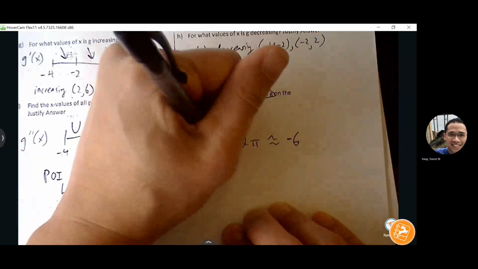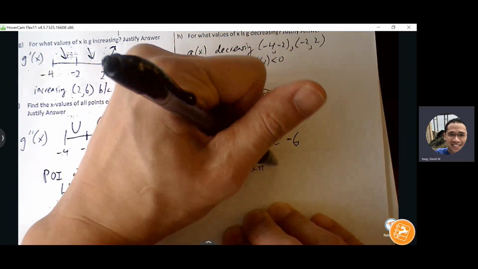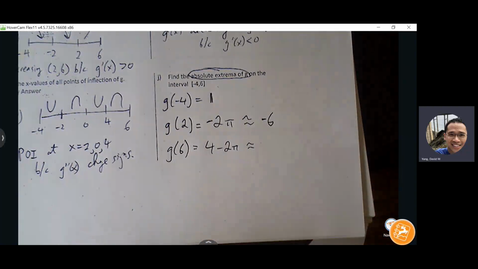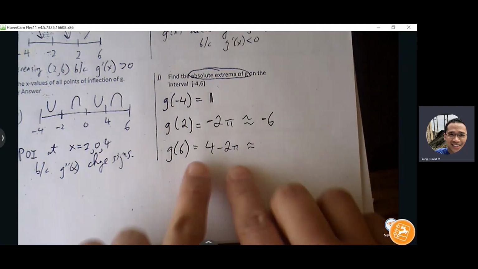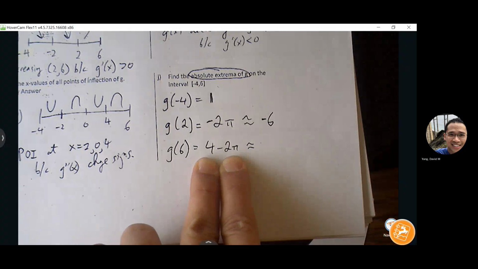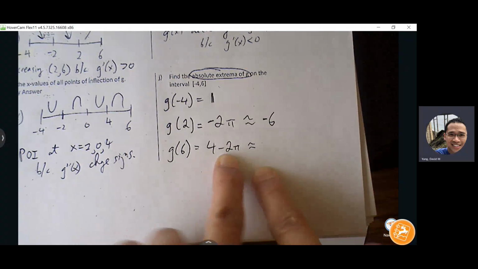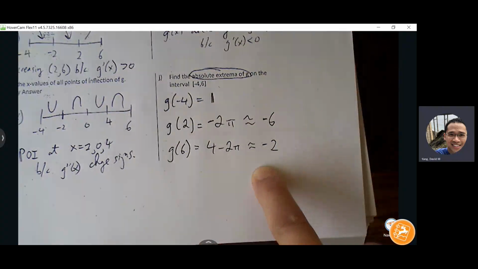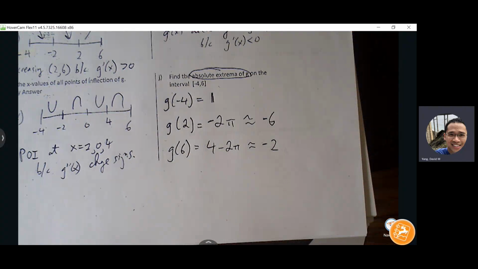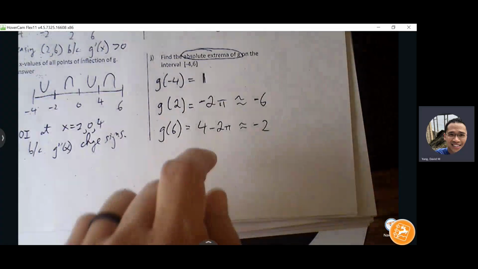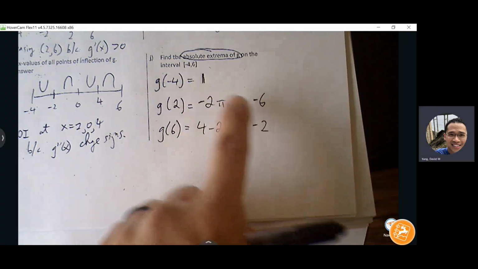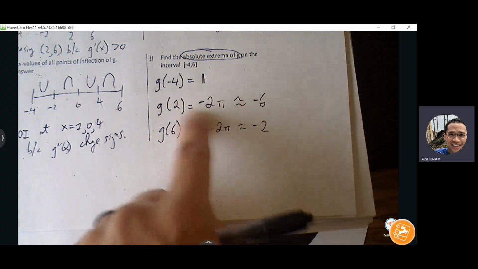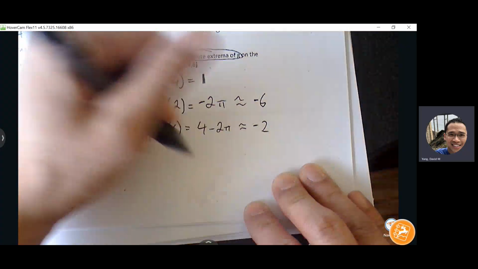Okay, so 4 minus 2 pi. Let's do a ballpark value. I know you have the calculator, but I just want to practice it without a calculator. This is around what? 2 times 3 is 6. 4 minus 6 is around -2. So therefore, absolute max is, what's the highest y value? 1. Absolute min is -6, but you'll say -2 pi just to be exact.